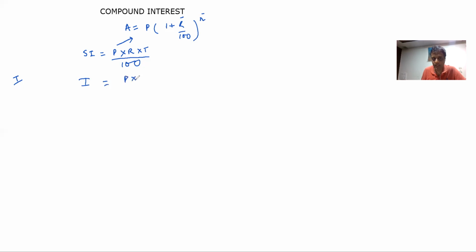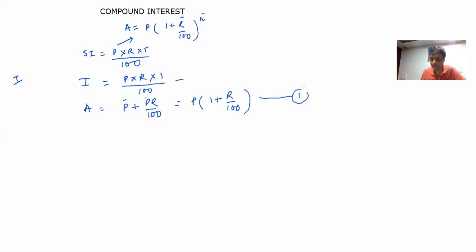I is equal to P into R into 1 upon 100, because we are calculating the interest for the first year. What will be the amount at the end of the year? It will be P, my principal, plus PR upon 100, which is the interest we just calculated. What does this look like? If I take P common from both, I get P (1 plus R upon 100). This is the amount at the end of the first year.